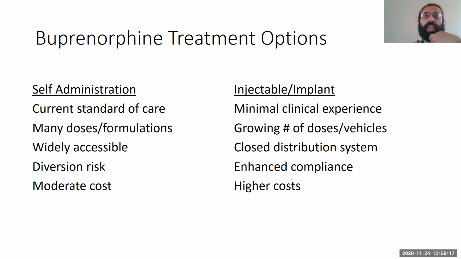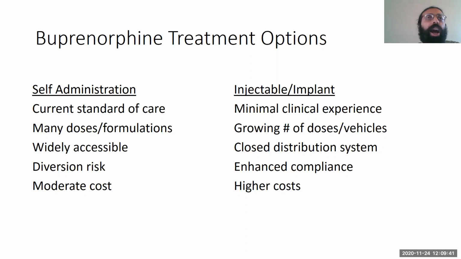And again, there's the injectable and implant formulations now available. Implant is off the market. Currently, there is one injectable formulation called Sublocade, which is a subcutaneous injection given in the abdomen once every 4 weeks. Another new formulation of subcutaneous injectable buprenorphine is about to be released into the market. So that's going to expand our treatment choices.